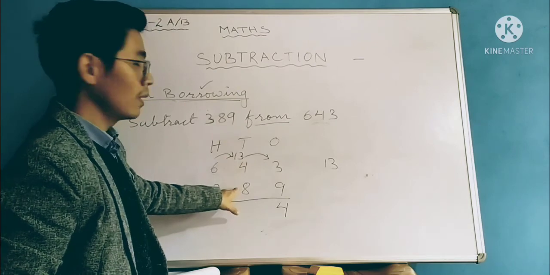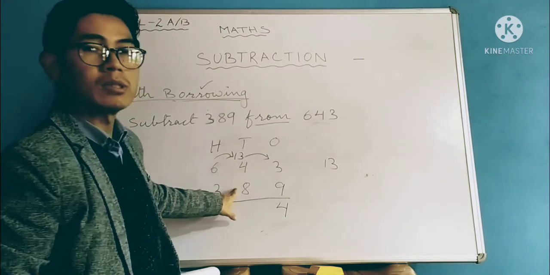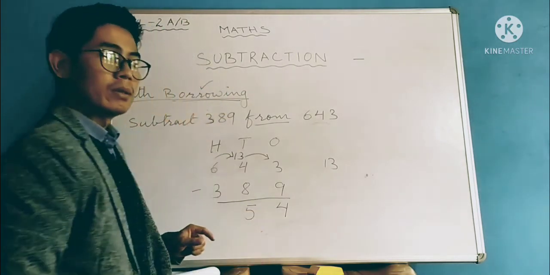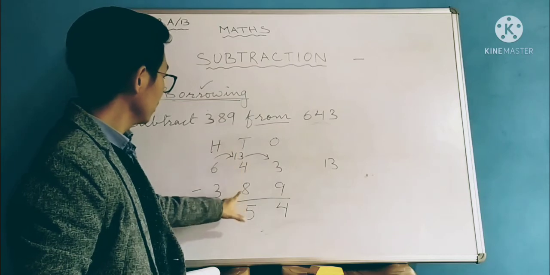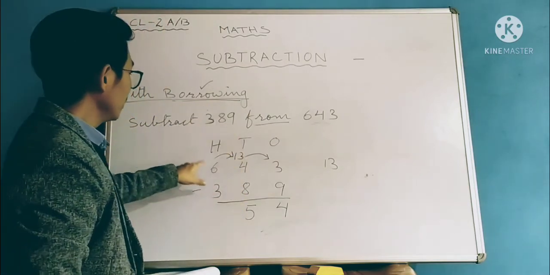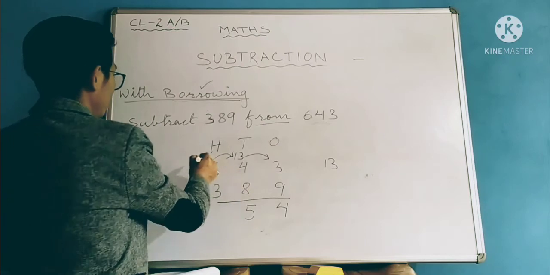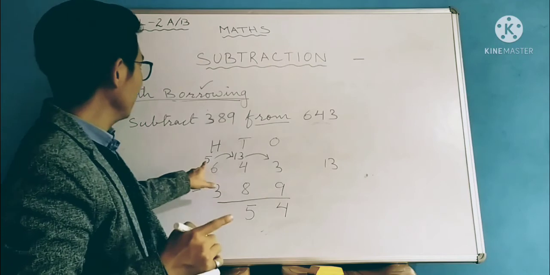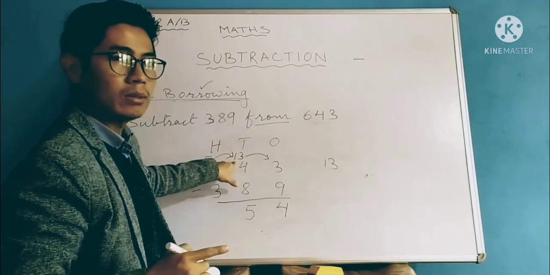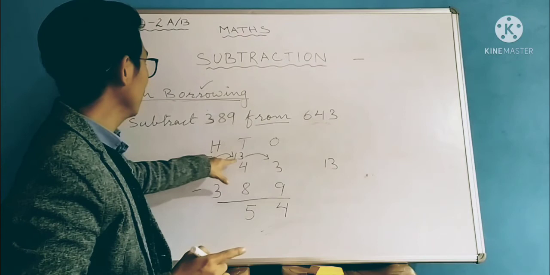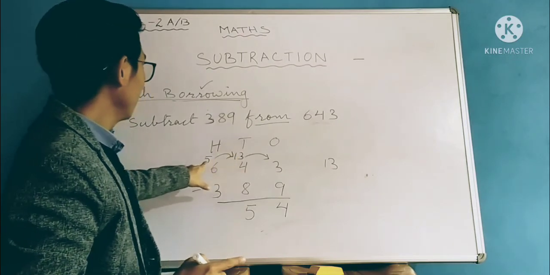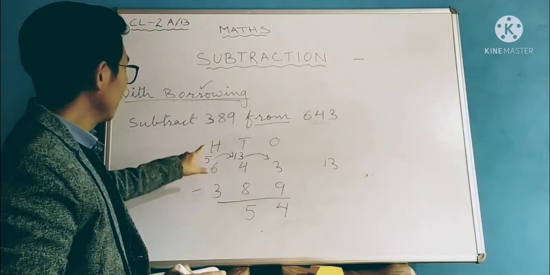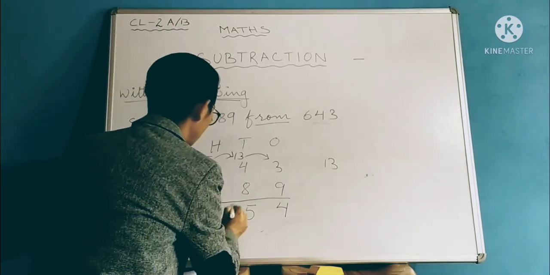Now 13 minus 8, which is possible. So 13 minus 8 is your 5. Right? Now here, which number is left? 5. Why 5? Because we have already given the number to this tens place. We have already borrowed the number. Now 5 is left in the 100 place. 5 minus 3 is your 2.